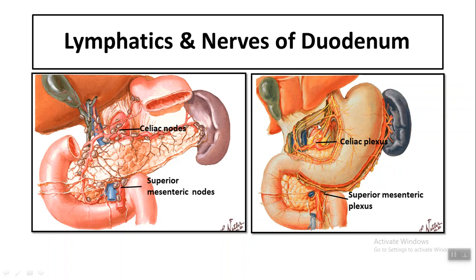Also, the nerve supply: the upper part of the duodenum is supplied by branches from the celiac plexus, while the lower part, from the site of the entrance of the bile duct and lower down, is supplied by branches from the superior mesenteric plexus.